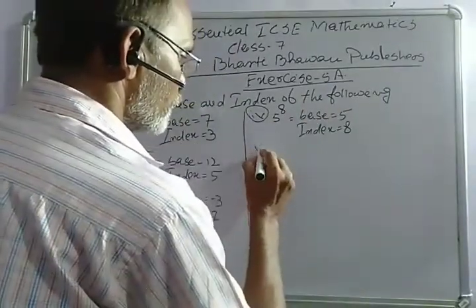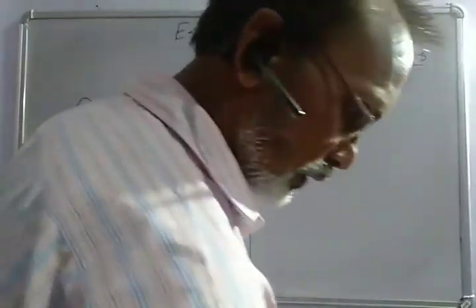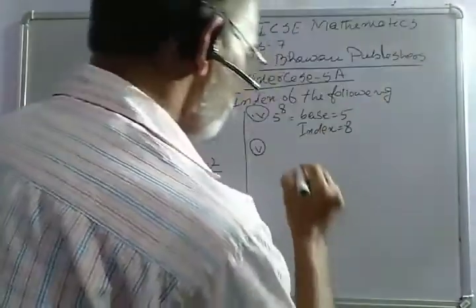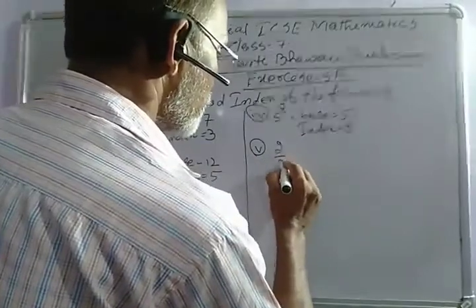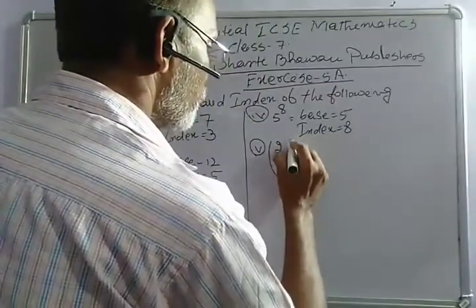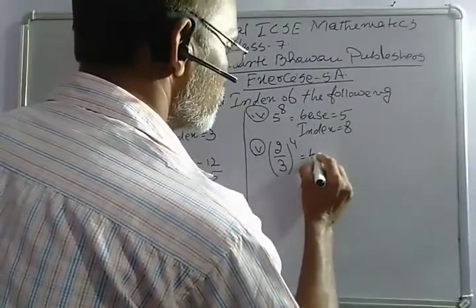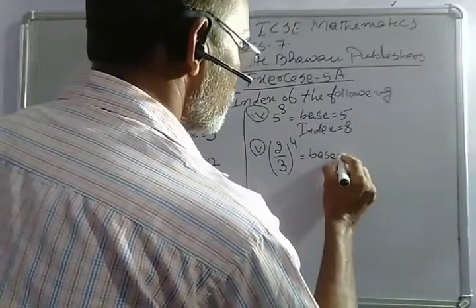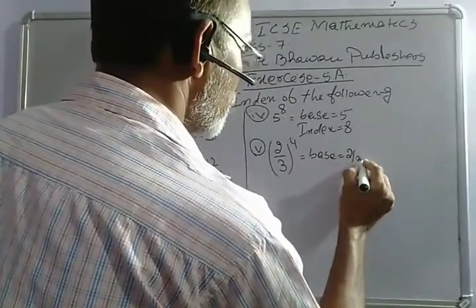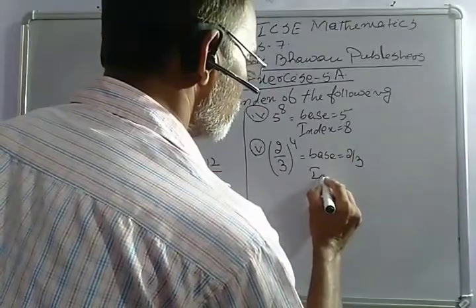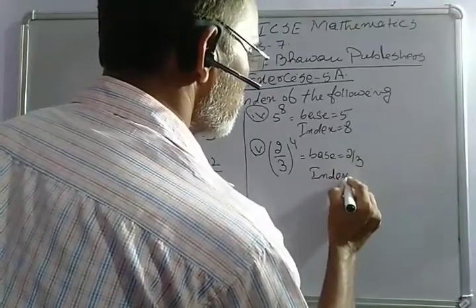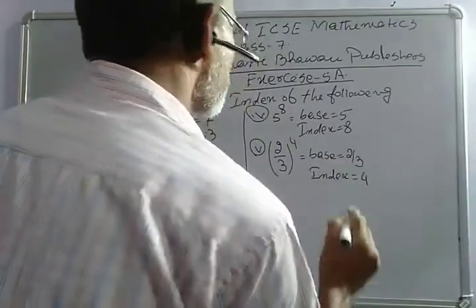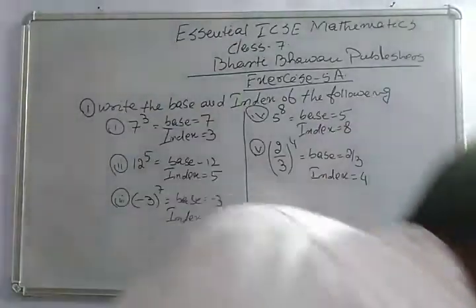Number 5, 2 by 3 to the power 4. Here base is equal to 2 by 3 and index is equal to 4.